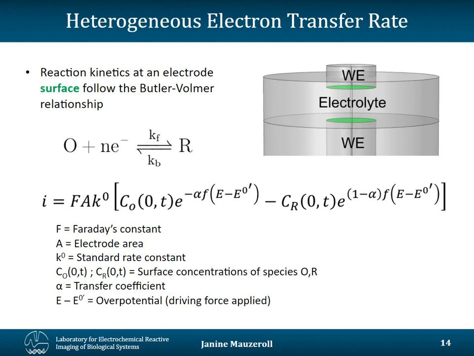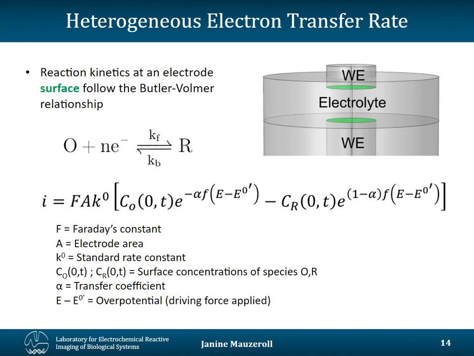many researchers that use SECM will rely on numerical simulation when they want to understand something about the heterogeneous electron transfer rate that's occurring at the working electrode. They'll be using the Butler-Volmer relationship, which you have on slide 14. And which is a classical expression in electrochemistry. So they'll use this expression in order to understand the electron transfer rate that's occurring.